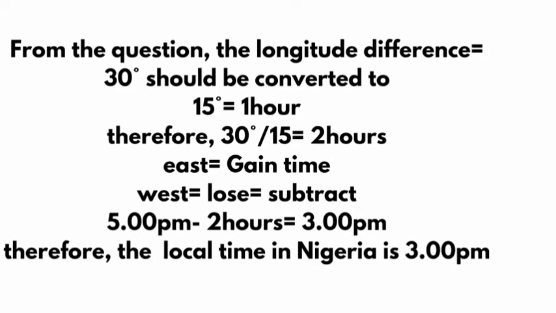To convert the longitude to time, you simply divide by 15 degrees. Remember, 15 degrees is equivalent to 1 hour. By the time we do that, we'll have 2 hours. Remember, to the east we gain time, and to the west we lose time. So looking at the position, Nigeria is tending towards the western part. So we subtract 2 hours from 5 p.m. and that gives us 3 p.m. So the local time of Nigeria will be 3 p.m.